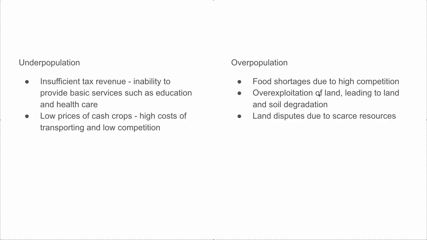Okay, so overpopulation leads to food shortages, overexploitation of the land, leading to soil degradation and difficulty with growing anything on those soils ever again due to the lack of nutrients, and then land disputes as well. And so this all leads to internal migration, okay? Movement from one location to another within the boundaries of a country.